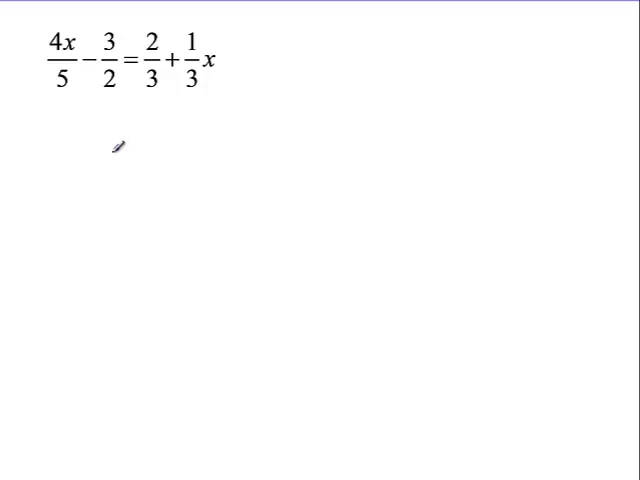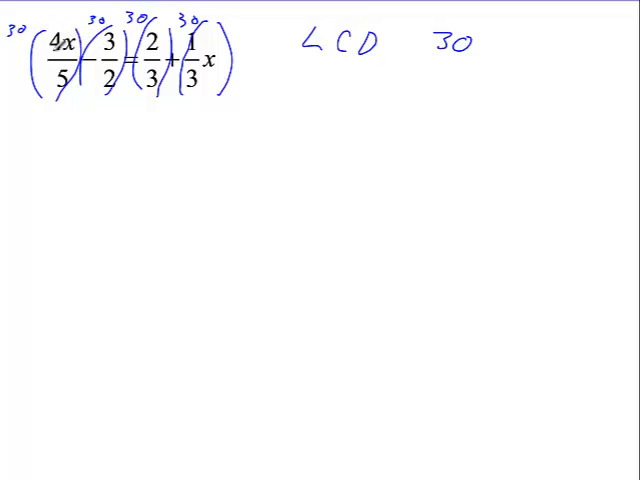Unit 2, Lesson 5, Student Example D. In this example, we have four fractions. When working with equations with fractions, our goal is to get rid of the denominator. Our LCD, or lowest common denominator, of 4, 5, 2, and 3 is 30. So I want to multiply every term by 30. By multiplying all four terms by 30, we're going to be able to get rid of our fractions.